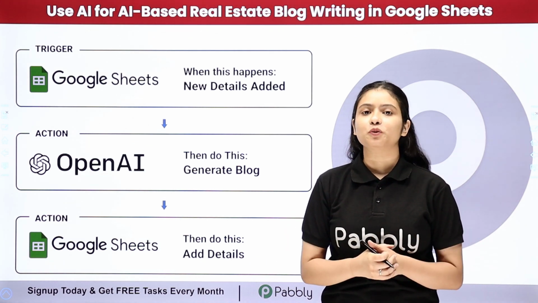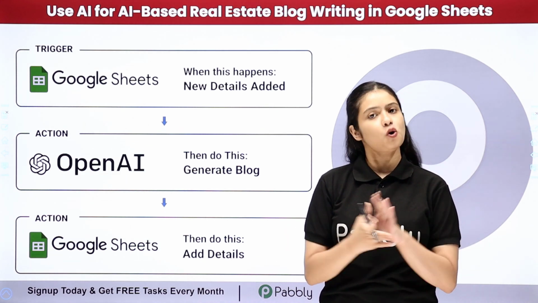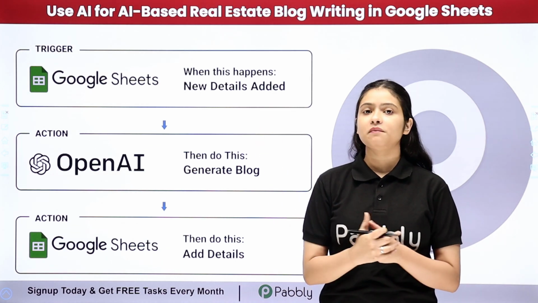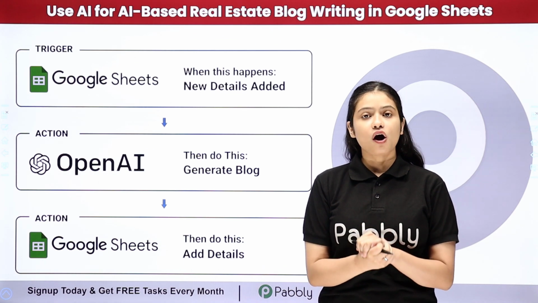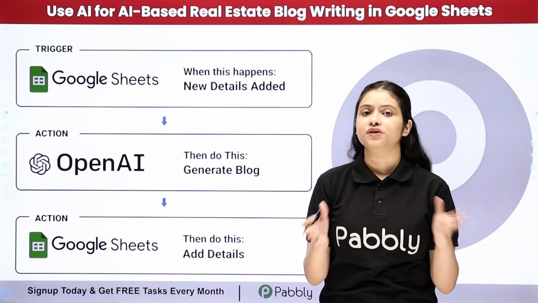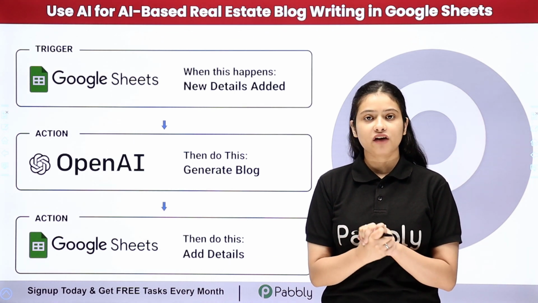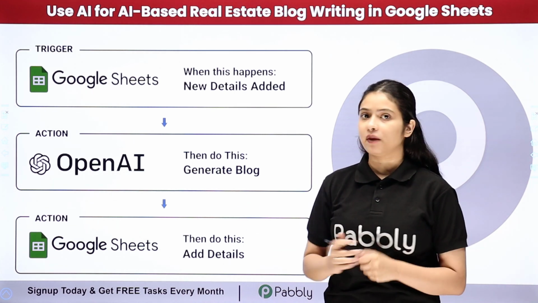So I have decided to automate it with the help of AI agent, that is OpenAI and Pabbly Connect. Now, whenever I'm going to add a new blog title in my Google Sheets along with other details, automatically a personalized blog is going to be generated for me with the help of my AI agent, and also the blog is then going to be added finally for the review in my Google Sheets for my team members.